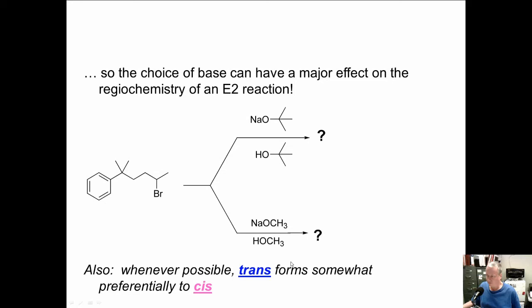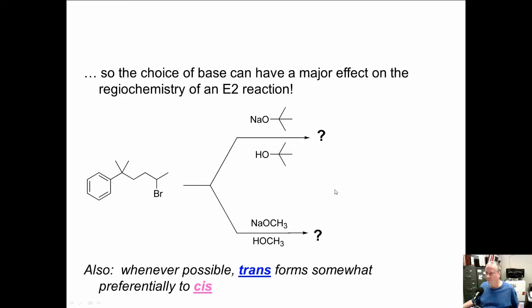Also, if ever there's a mixture of cis and trans, it's probably going to make the trans. So in this case, this bottom one, not only is it going to make the Zaitsev alkene, it's going to make the trans Zaitsev alkene, not the cis Zaitsev alkene.